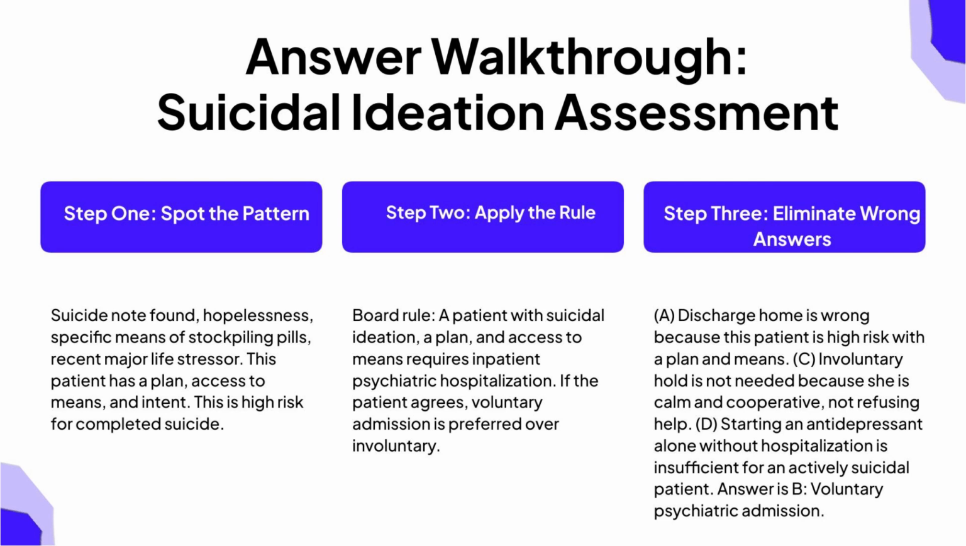Step 3. Eliminate wrong answers. Azithromycin alone only covers chlamydia. Ceftriaxone alone covers gonorrhea but misses chlamydia. Penicillin G is for syphilis, not gonorrhea. The correct answer is C, ceftriaxone plus doxycycline.